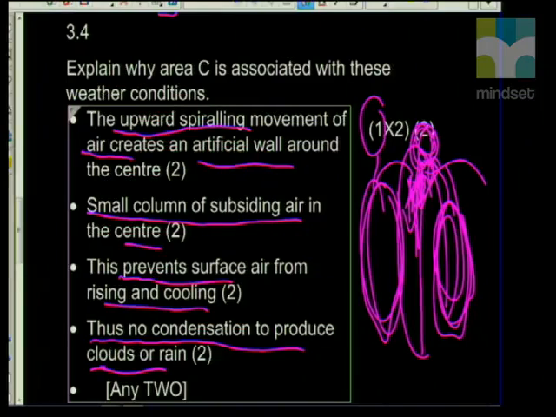Of course, any 2 would give you the marks. This was in a paper, please note, all right? Sorry, I changed it. It should have been 2 times 2 equals 4, all right? Which would have given you 2 marks for each explanation. All right, let's look at the next question.